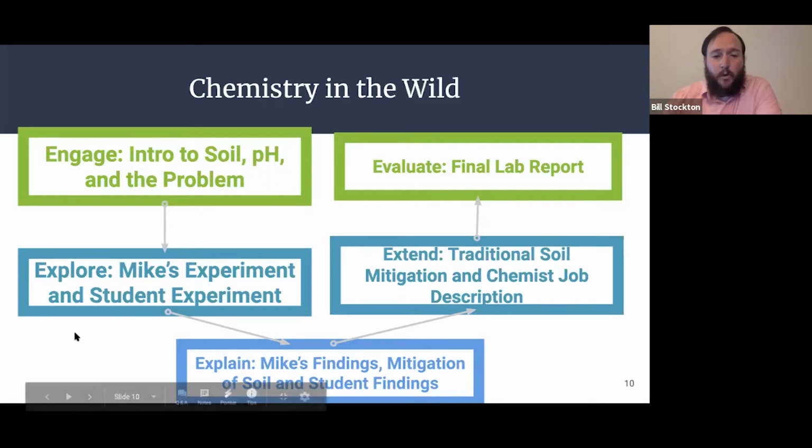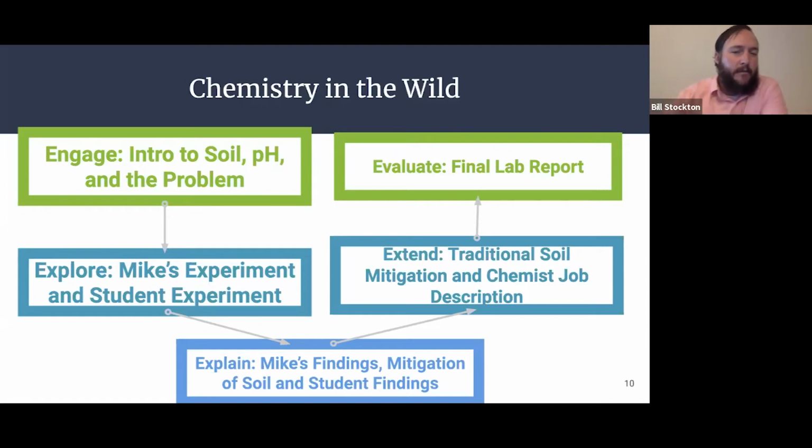We get into the explore piece. We're going to look at some of the experiments that Mike was just talking about, but also the students are going to do their own experiment where they're going to take soil samples and calculate the pH of those. There's going to be a series of videos. We'll see a little clip of it today, but there'll be a series of videos in the Inspired Classroom setup so that you'd be able to either watch those yourself and then show your students, or have your students actually watch them and then conduct it.